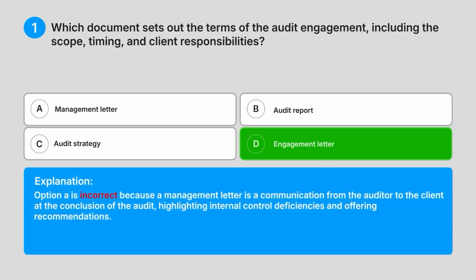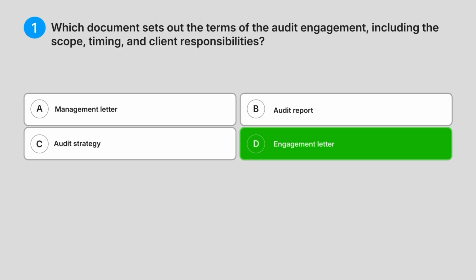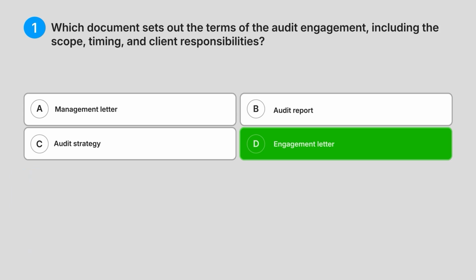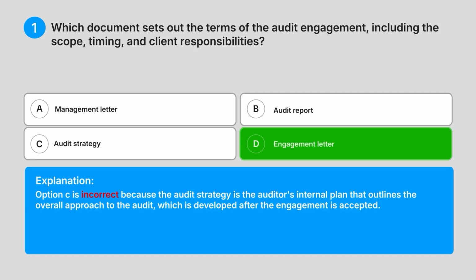Option A is incorrect because a management letter is a communication from the auditor to the client at the conclusion of the audit, highlighting internal control deficiencies and offering recommendations. Option B is incorrect because the audit report is the final product of the audit, which expresses the auditor's opinion on the fairness of the financial statements. Option C is incorrect because the audit strategy is the auditor's internal plan that outlines the overall approach to the audit, which is developed after the engagement is accepted.